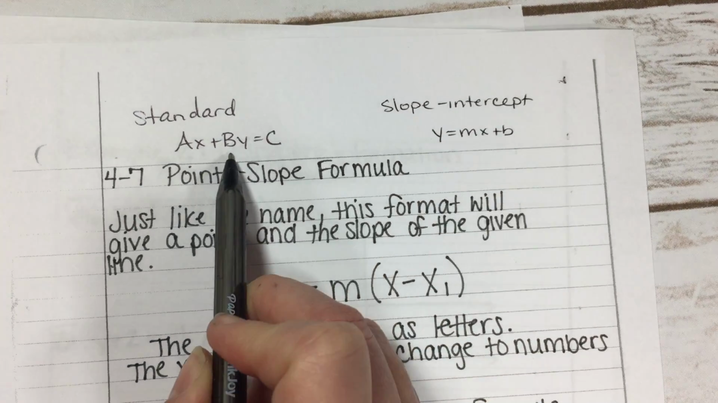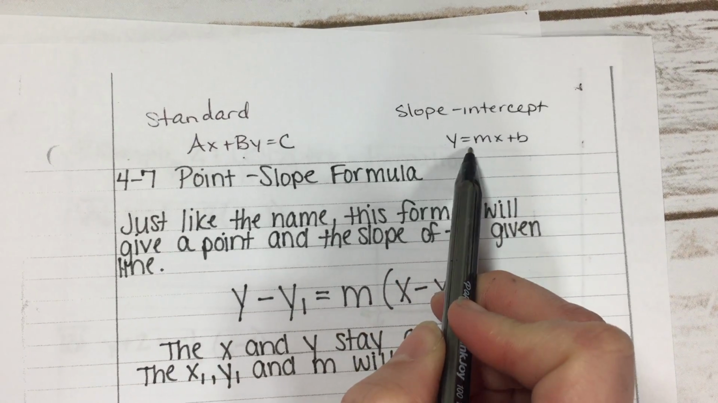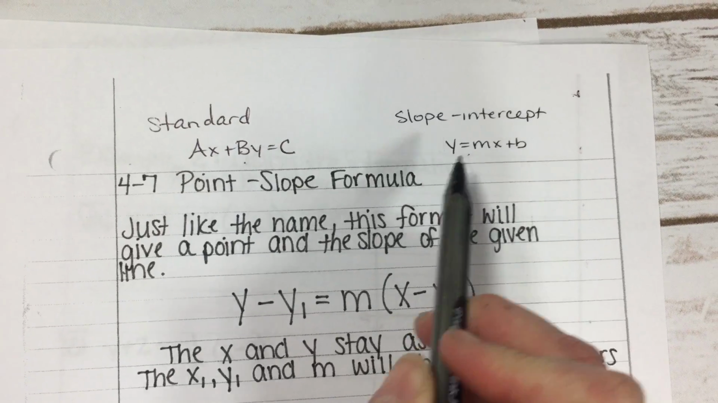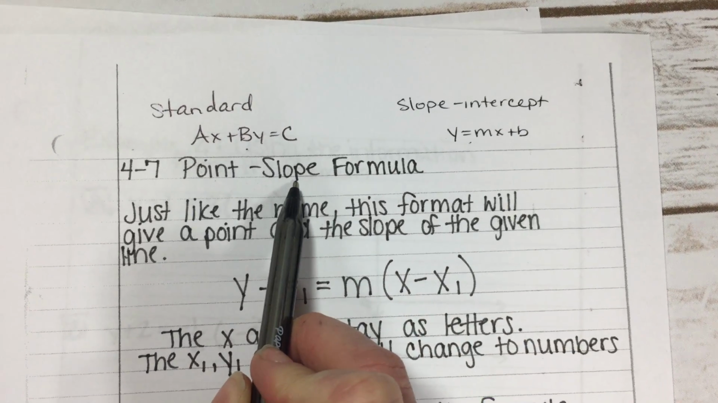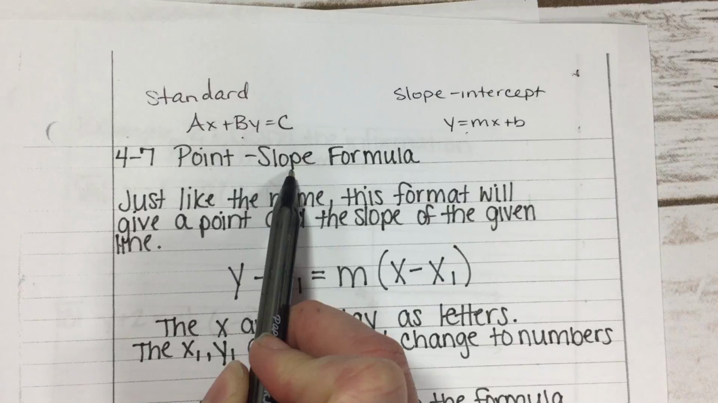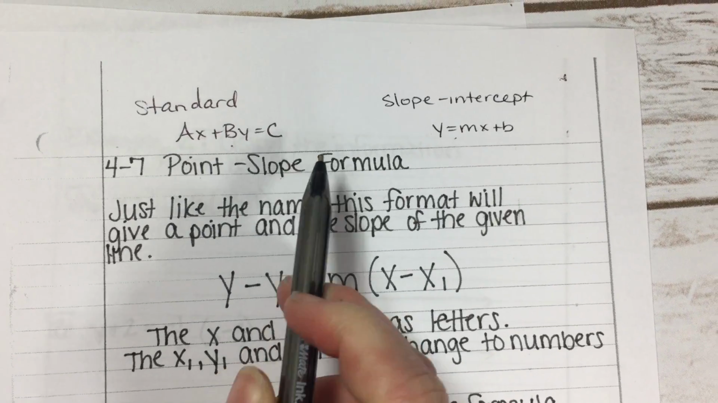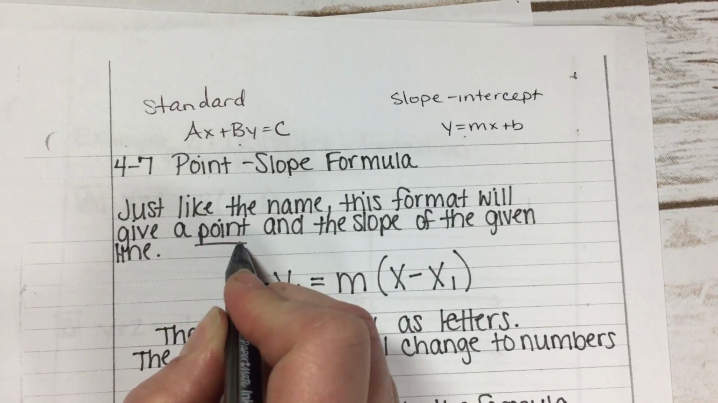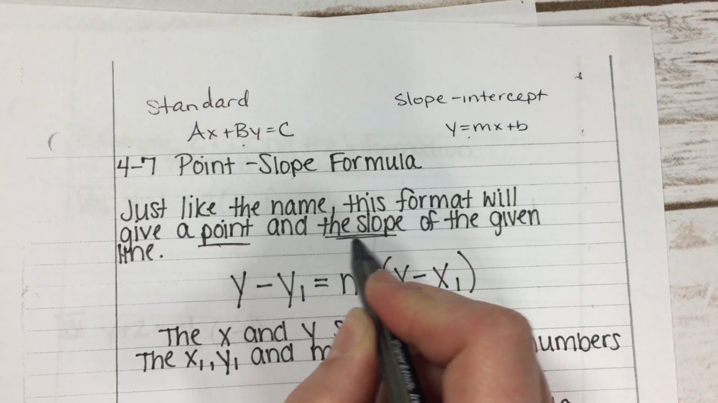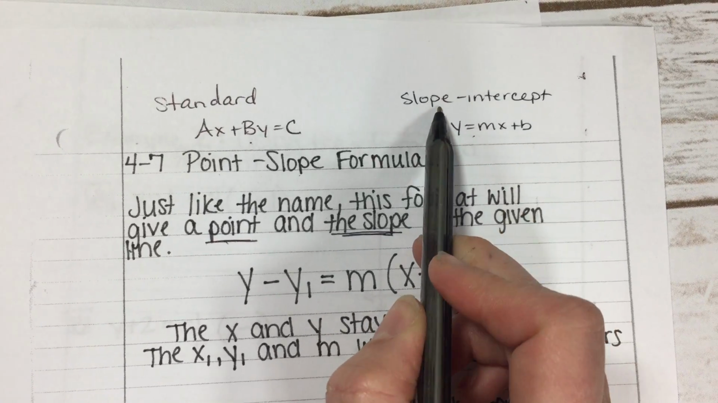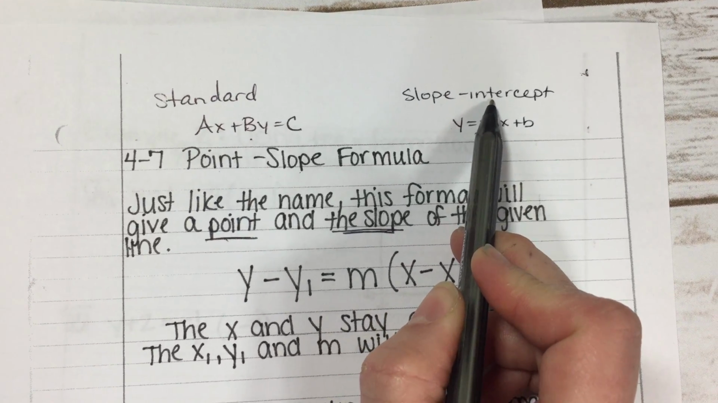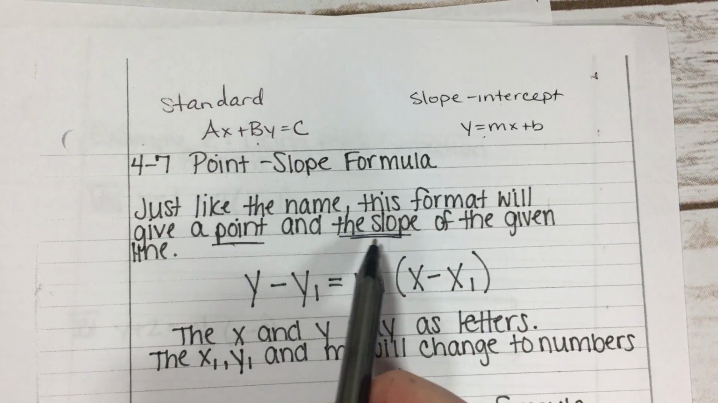So each of these forms lends itself to certain things. Well, today we're going to now look at it with point slope formula. So by the guess of the name, we're going to use this formula if I am given a point and the slope. So here's where I have the slope and the y-intercept. Here's where I have a point and the slope.